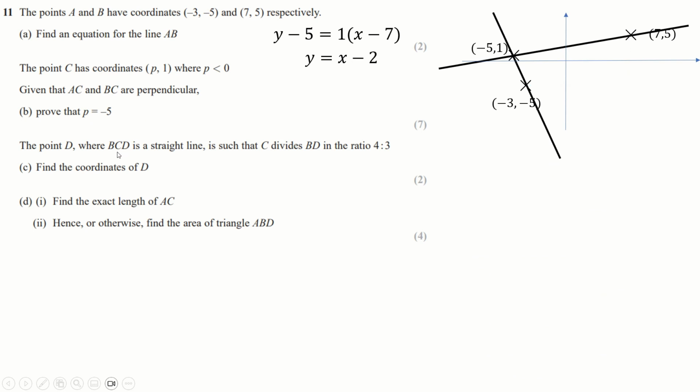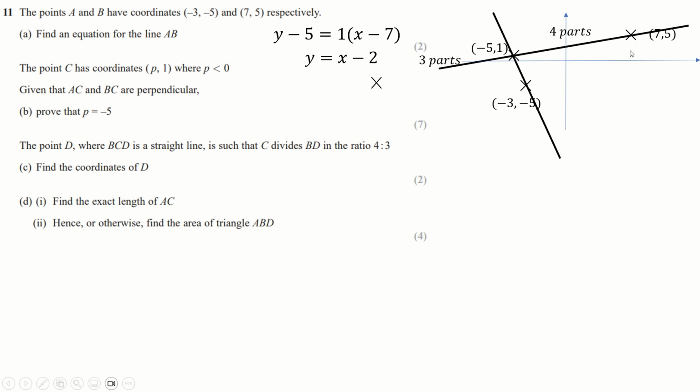Anyway, D is some point where, so this is B and this was C. BCD is a straight line, so D is on this line somewhere, such that C, which is this one, divides BD, B to D, in the ratio of 4 to 3. So I think they've given me enough to say that this is the 4 parts bit and this is the 3 parts bit, because it goes B to D in ratio 4 to 3. So the 4 is close to the B and the 3 is close to the D. I think they could have been more clear about that, but who really cares?